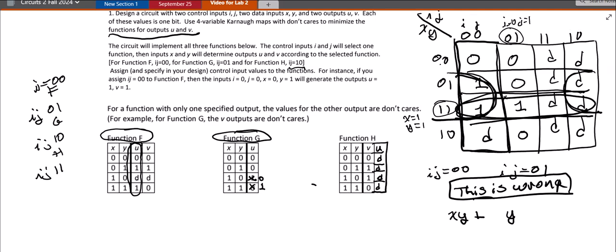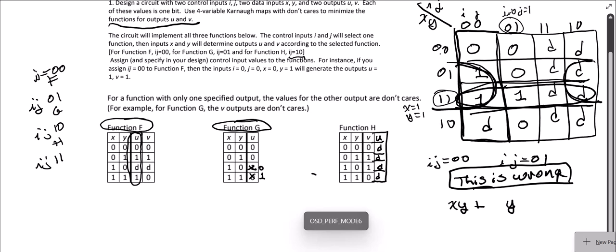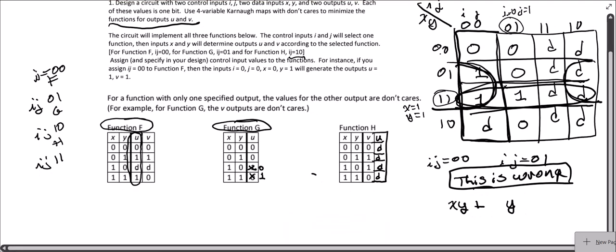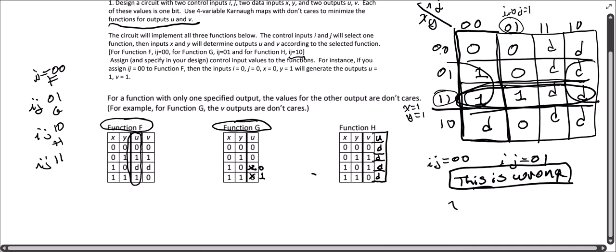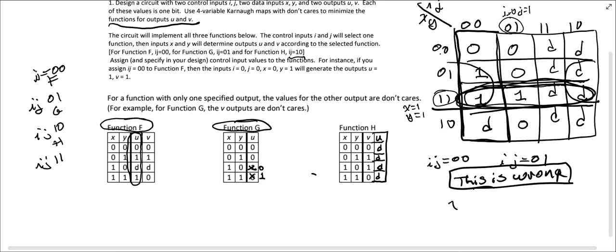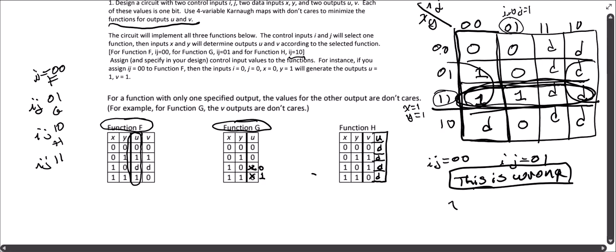So we were right here, we were trying to minimize our function using a Karnaugh map, and to minimize a function with a Karnaugh map, we need to cover all the ones in our map, and we need to do it with as big groups as we can and as few groups as we can. So you look for a group of 8, and we don't have any groups of 8, but then you can see that I can get this group of 4 right here, and that covers these two ones.